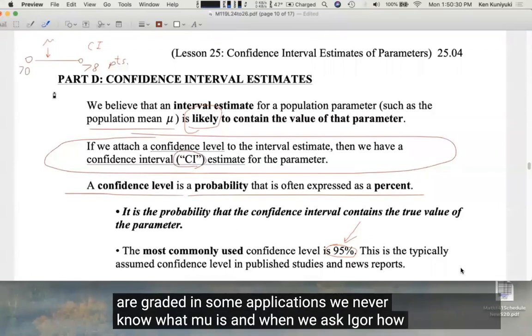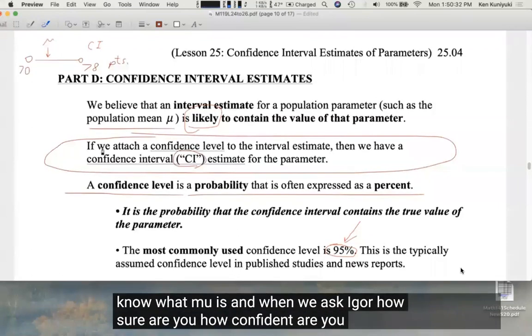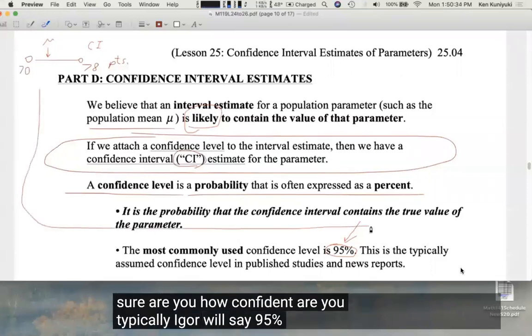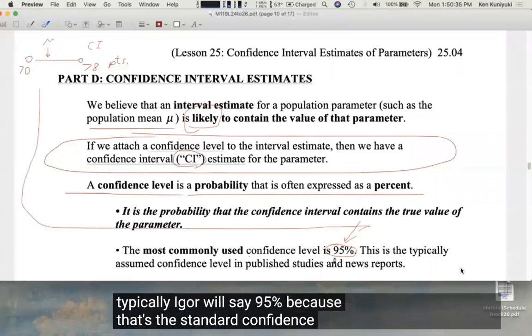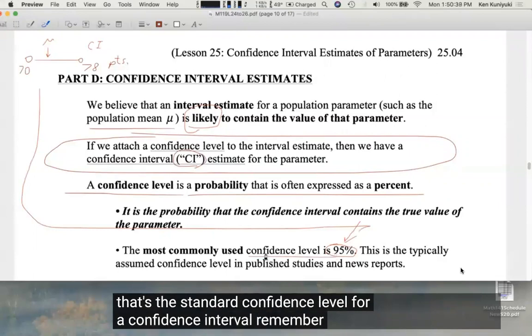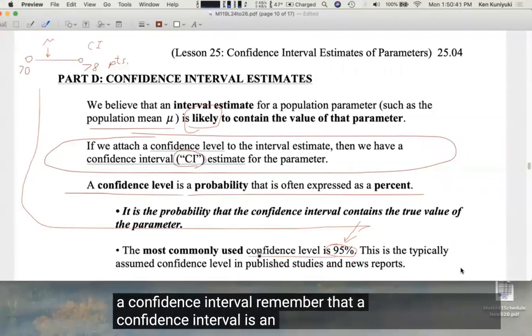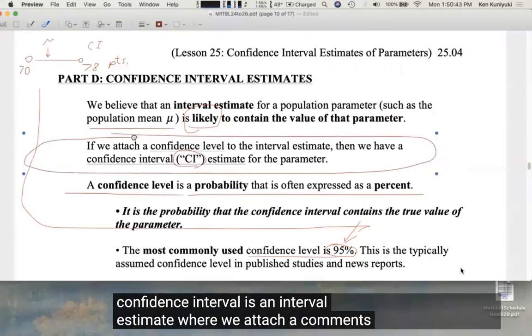And when we ask Igor, how sure are you? How confident are you? Typically, Igor will say 95% because that's the standard confidence level for a confidence interval. Remember that a confidence interval is an interval estimate where we attach a confidence level.